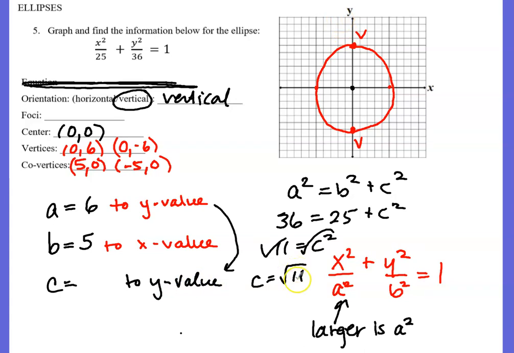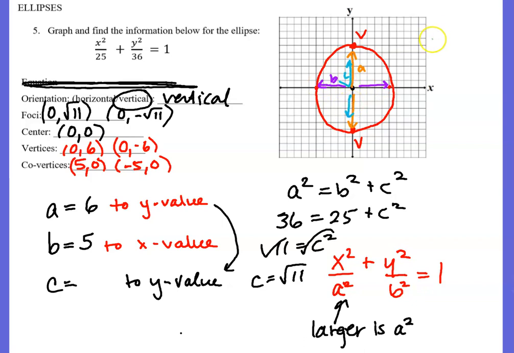So I would go root 11, and that's happening in the y direction, so you're going to add that to the y value of the center. So I'm going to go 0, and then plus root 11, and then 0 minus root 11. It's nice that my center was 0, 0 because I didn't have to have another number in there. So once again, A was 6, so I went A in this direction and down. Then I went B in the x direction because it was with the x. And then C should also be in the same direction as A.